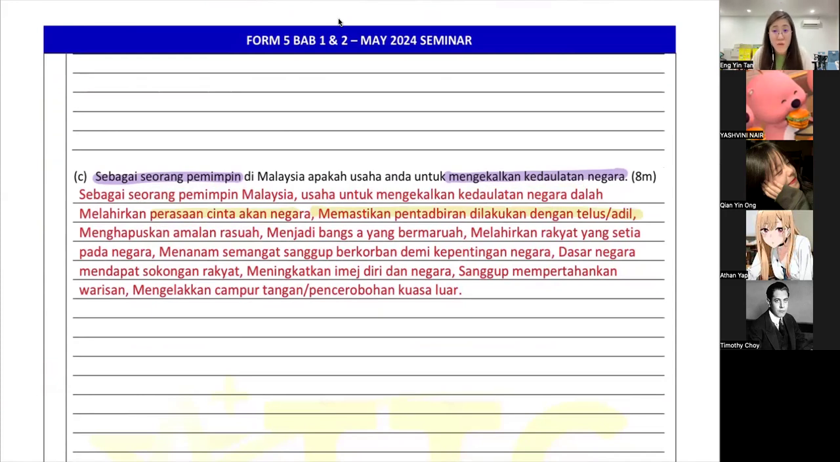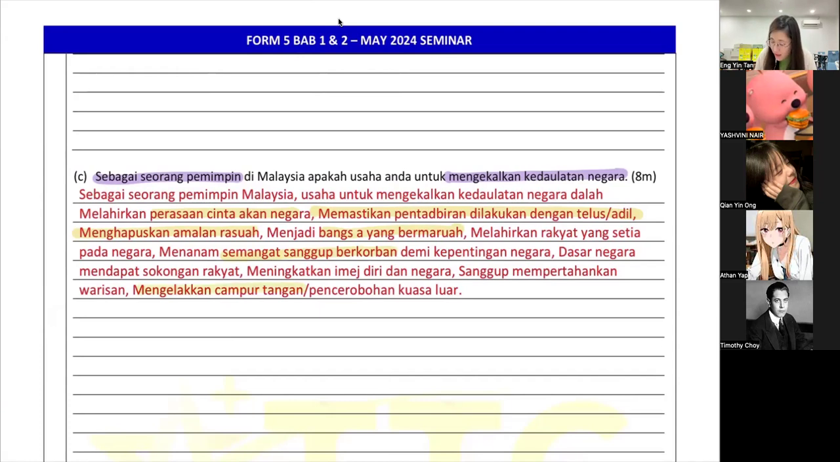Manage it in a telus. Telus means like transparent. Means don't rasuah lah, basically. Transparent way. Teliti, adil. Telus dan adil. So menghapuskan amalan rasuah. Okay. Menjadi bangsa yang bermaruah means we protect the maruah bangsa negara kita. Then melahirkan rakyat yang setia kepada negara. Semangat sanggup berkorban. Willing to sacrifice for the country.